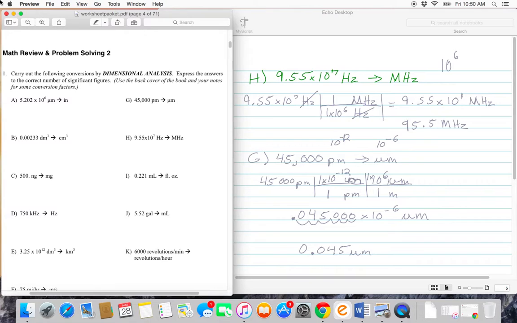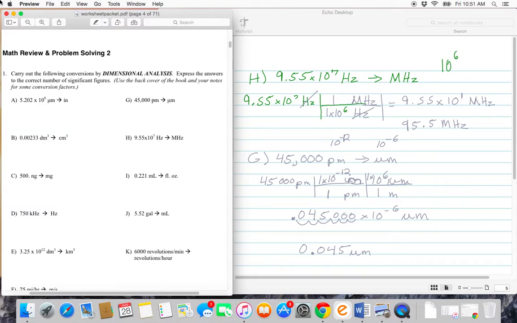One thing that you definitely have to know is your conversion factors and your exponents for each of the different prefixes. In the particular case of mega, mega's prefix is 10 to the 6. That means that it's going to take 1 times 10 to the 6 hertz to make 1 megahertz. So, what does that look like in dimensional analysis? Well, we're going to have 9.55 times 10 to the 7 hertz.